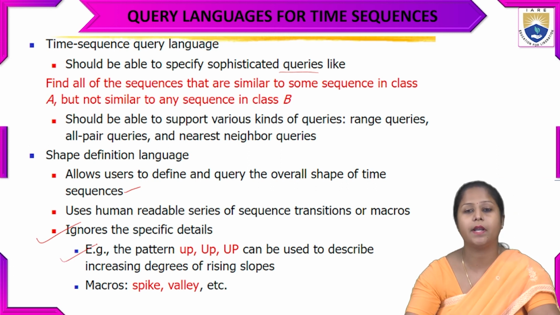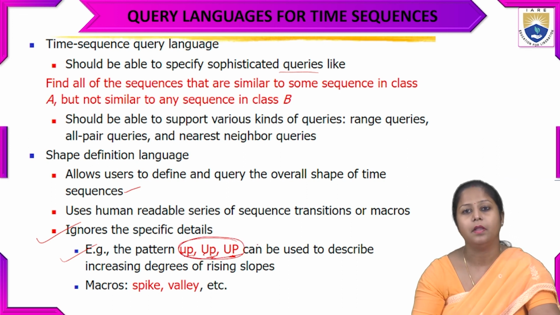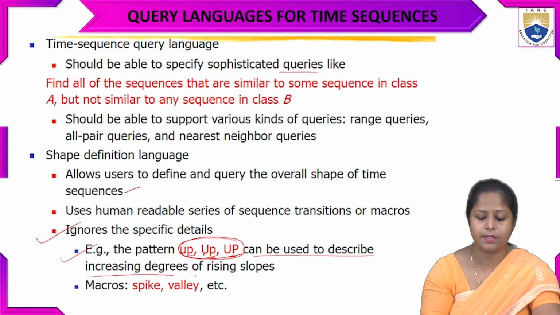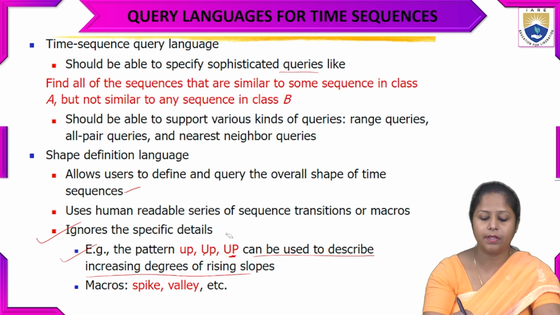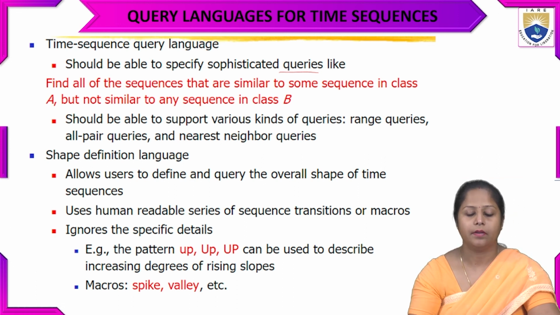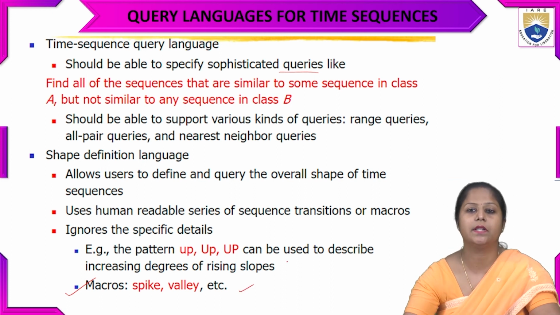For example, we may have the pattern up, capital UP, and so on, written in a query language. It can be used to describe increasing degrees of rising slope. Here we need to ignore these specific details. Here are some matches, but they are written like a human readable series, like a macro, with a spike, valley, etc. So we need to remove the specific details of the sequence.